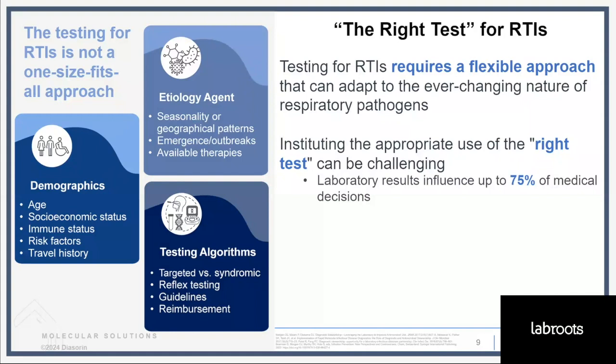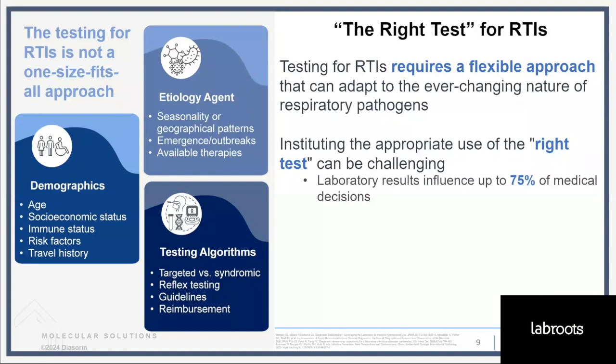What I mean by that is that you need to consider the causative agent, its seasonality, geographical patterns, the ability to cause outbreaks or resurgence, and whether it is self-limited or requires treatment. And of course, you need to consider who you are testing: the patient's age, the immune status, and any risk factors. Even knowing the travel history of the patient can identify potential exposures to unique pathogens or travel-related infections, which can influence your testing algorithms.